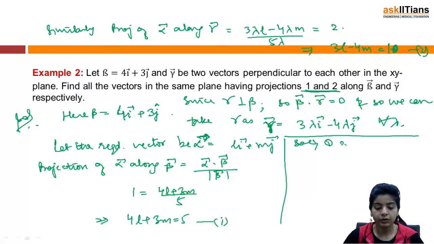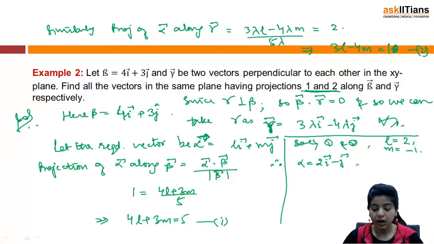Solving 1 and 2, we get L equal to 2, M equal to minus 1, and therefore alpha, which was Li plus Mj, is 2i minus j, right? So we have obtained our alpha as 2i minus j.